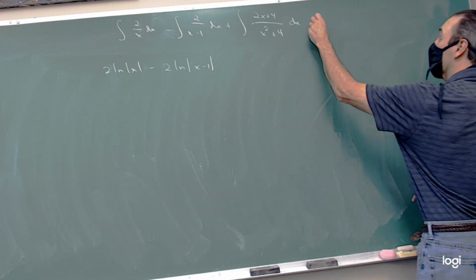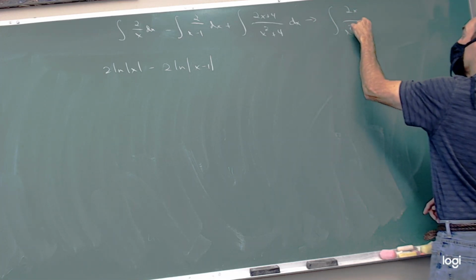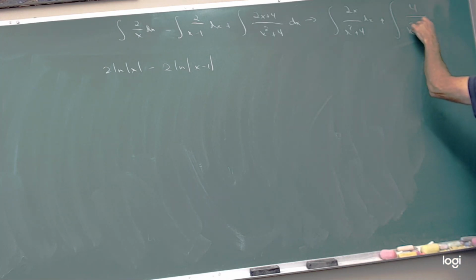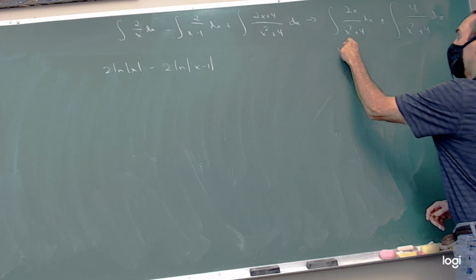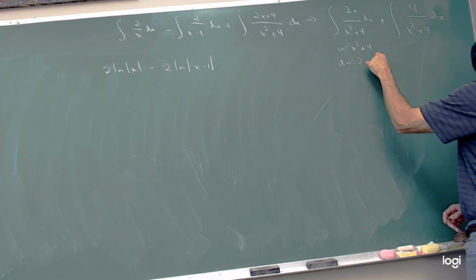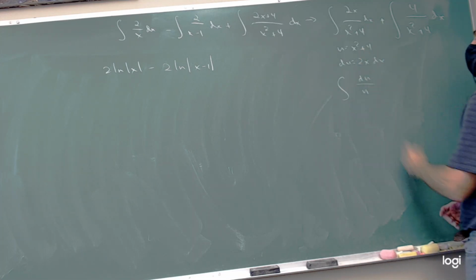Good call. So can we make this the integral of 2x over x squared plus 4 plus the integral of 4 over x squared plus 4? Okay. It's a start. Now, the first integral, what do we do with that? Good, so u is going to be, good, and du is going to be just what we want it to be. And so it's going to be the integral of du over u.